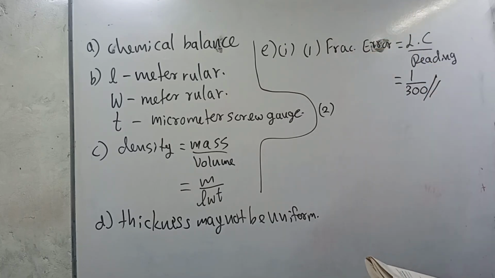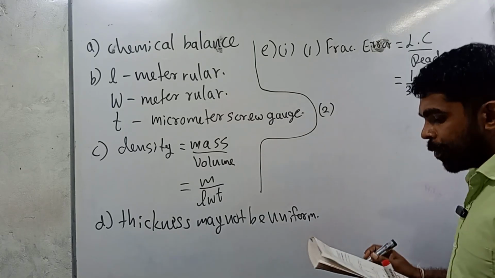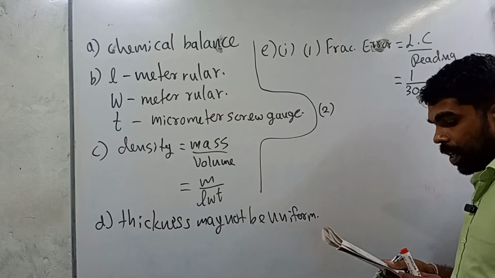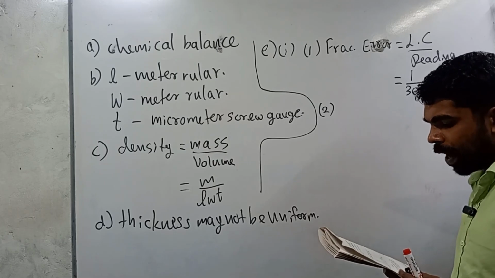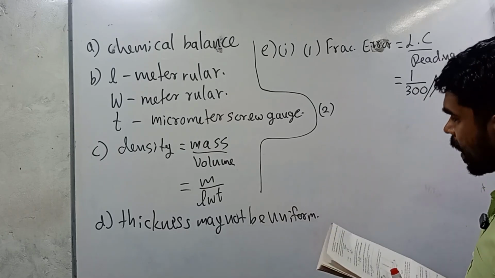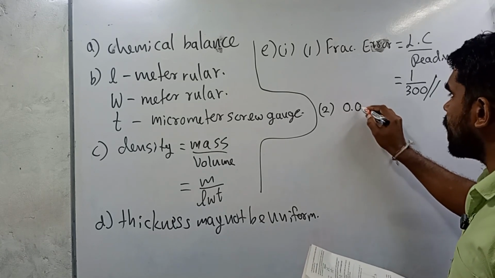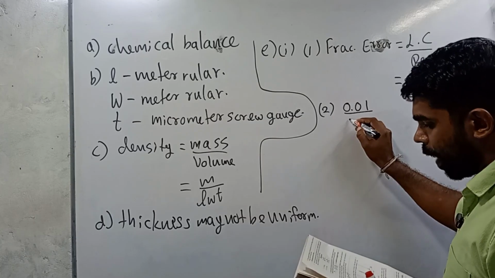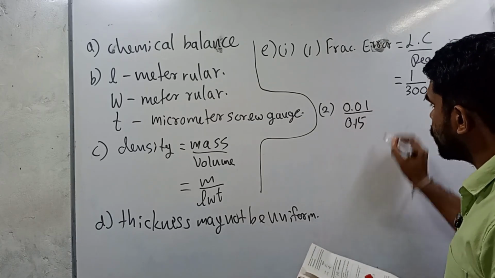When measuring length, we can write the answer directly without the equation, because we have used the equation in this step. Therefore, they have given thickness 0.15 millimeters. Then we can write the least count of the micrometer screw gauge, 0.01, divided by the reading 0.15.